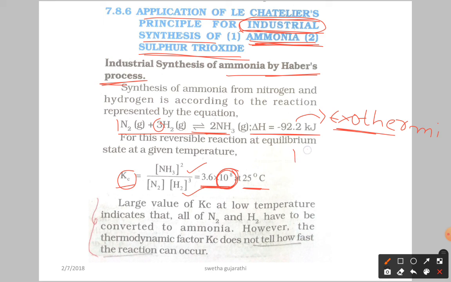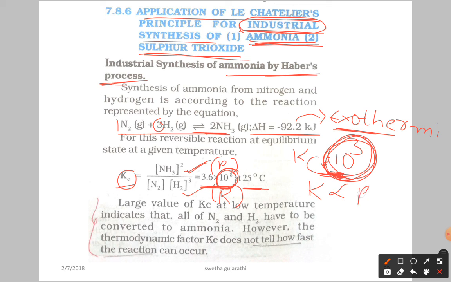Already we discussed in the previous video the Kc value being more than 10 to the power of 3 or less than 10 to the power of minus 3. Now, more than 10 to the power of 3 indicates that we have more product than reactant. Here we already discussed that the K value is directly proportional to product and inversely proportional to reactant. The more the K value, the more product is going to form. So here the value is more than 10 to the power of 3, which indicates more ammonia is going to form.